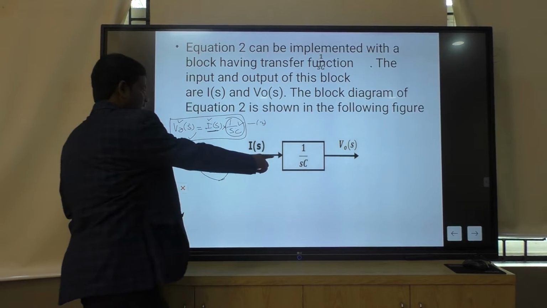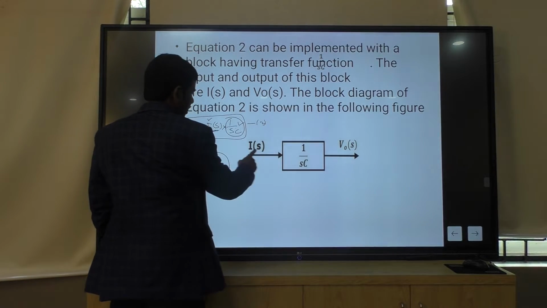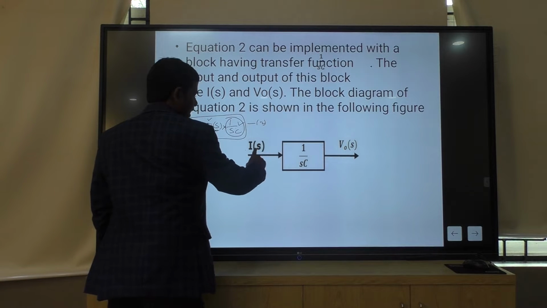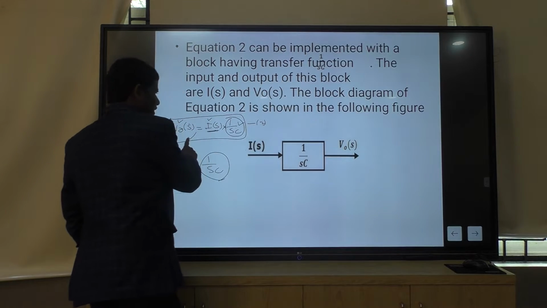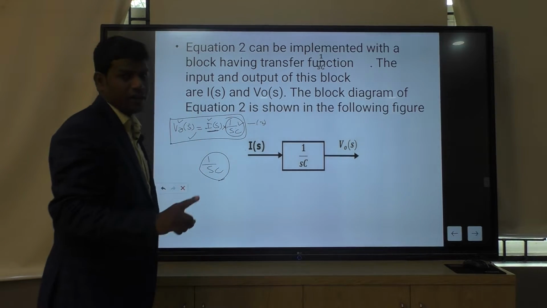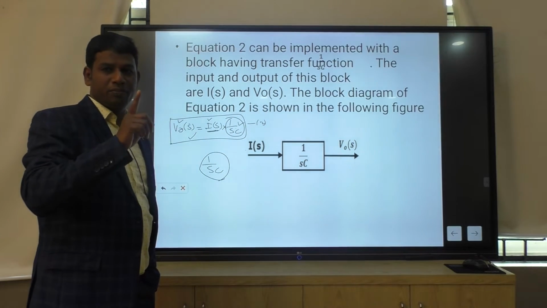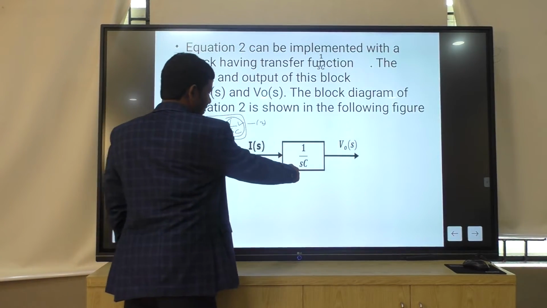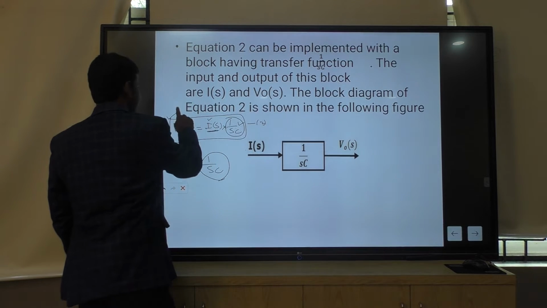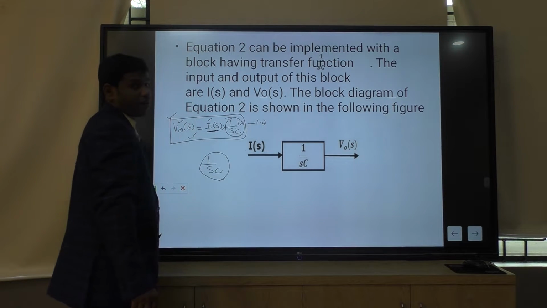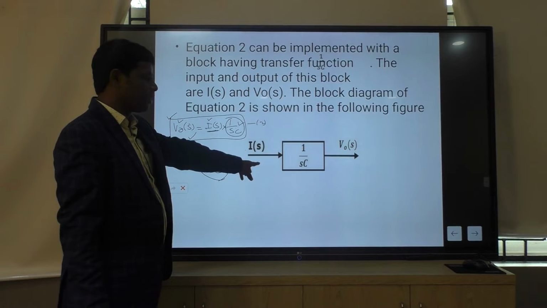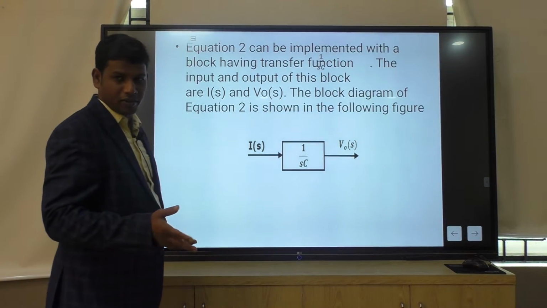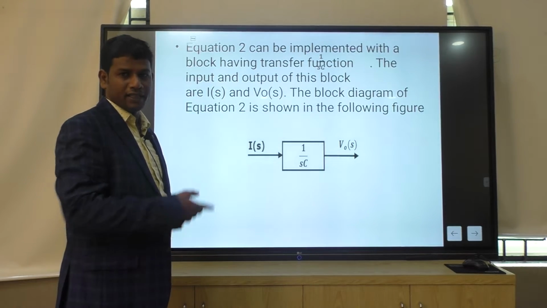So here I represent 1 by SC as a block, and the input signal is IS. Input signal IS into 1 by SC is equal to V naught S, because I have told you always, for each block, input signal into its block transfer value is equal to output signal. This equation is represented by this block diagram. This is the block diagram of equation 2.